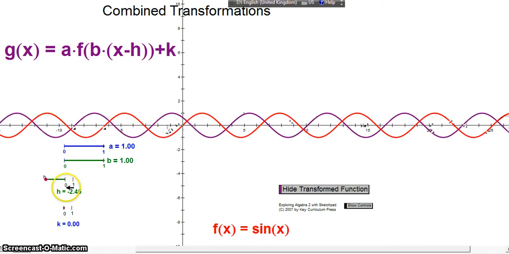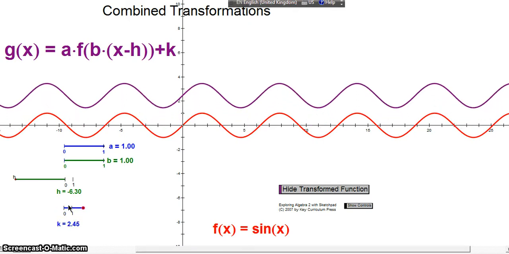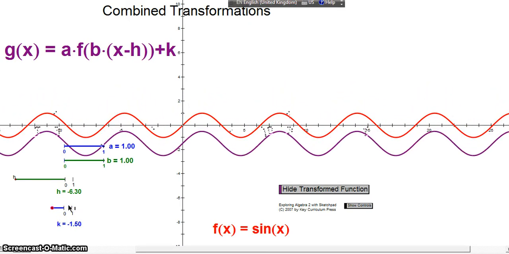If I move completely one cycle, let me see. The value I'm choosing is about 6.28, about negative 2 pi. See, the graph completely overlaps because they repeat every 2 pi. Now let's try k. Guess what k will do, right? k will move the graph up and down. Look at this. Let me summarize it for you.